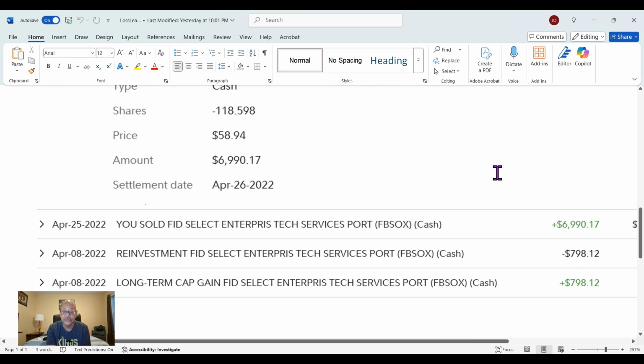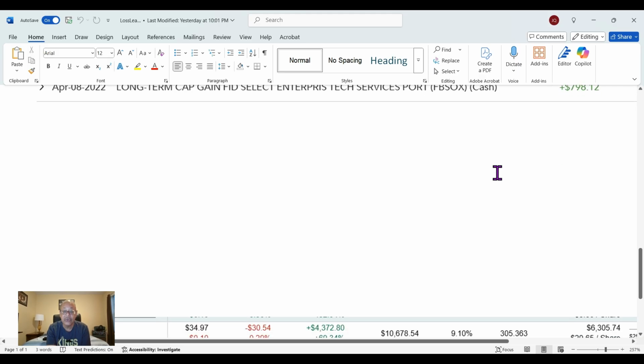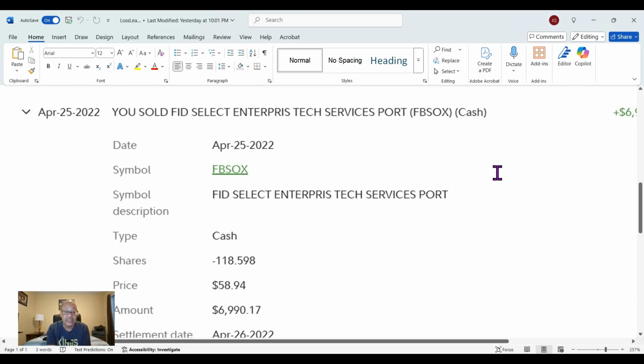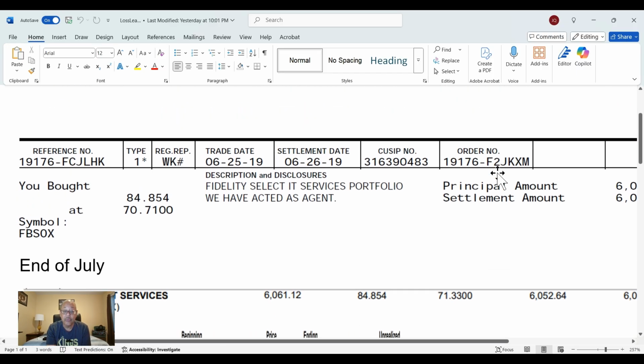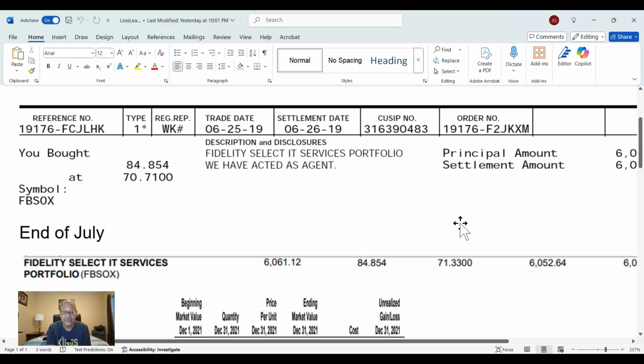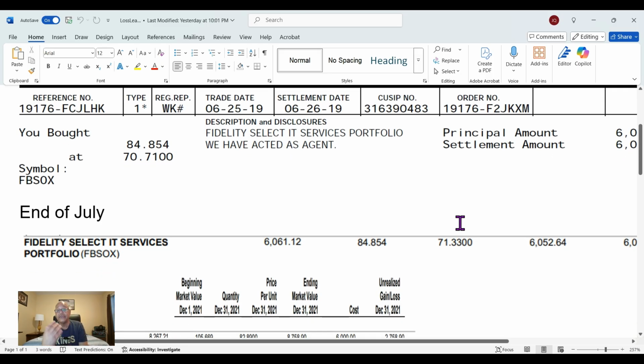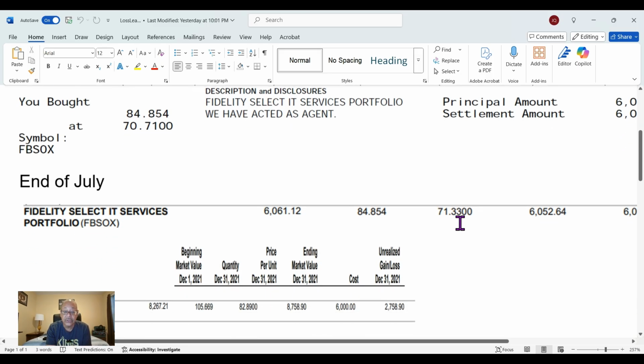And what we're going to do is stop, and I'm going to come back on and show you about this FBSOX, what it's trading at today, and what's in it, and you can be like, man, you dodged the bullet. And this will be a very, very good example of portfolio turnover.